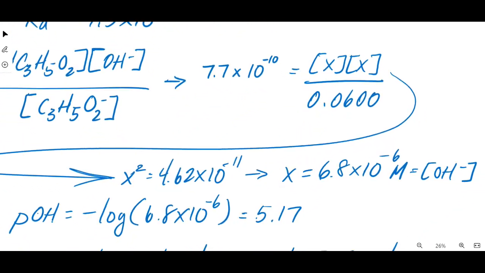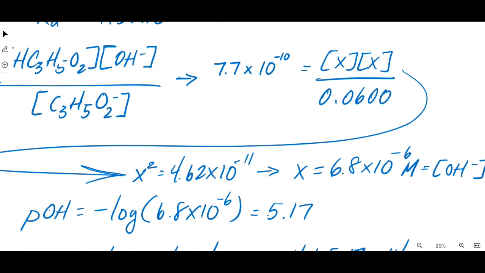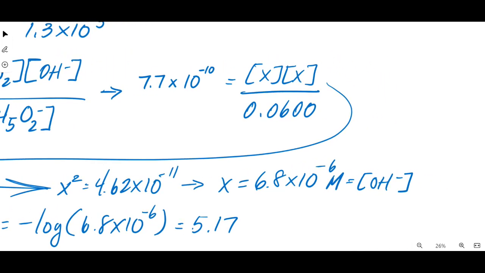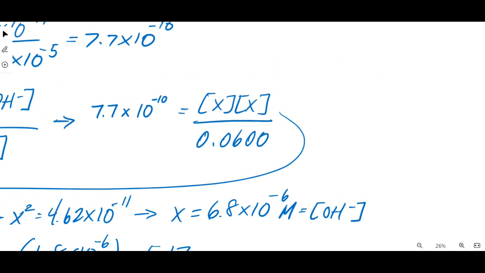Doing that, I have x squared is equal to 4.62 times 10 to the negative 11th. I take the square root of both sides, and I find that x is equal to 6.8 times 10 to the negative 6. And of course, I encourage you to do these calculations in your own calculator as we go through them. So x is the concentration of OH minus.